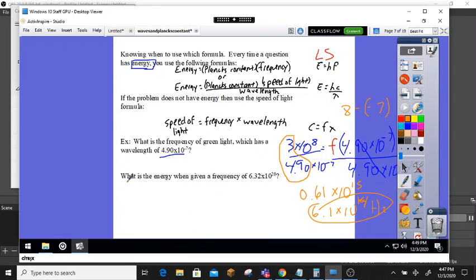Okay, so now let's look at the next problem. What is the energy when given a frequency of 6.32? Remember, the keyword that you're looking for is energy, and there we see it. So now we have between the top formula or the bottom formula. It's giving us frequency. So out of these two formulas, which one has frequency? It's this one. So E equals HF.